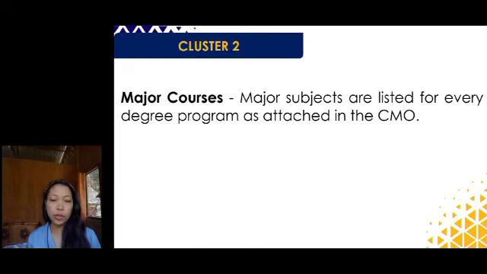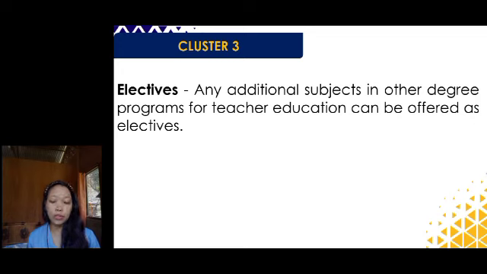Next is cluster 2, major courses. So, major subjects are listed for every degree program as attached in the CMO. So, these are the major courses. And cluster 3, electives. Any additional subjects in other degree programs for teacher education can be offered as electives.